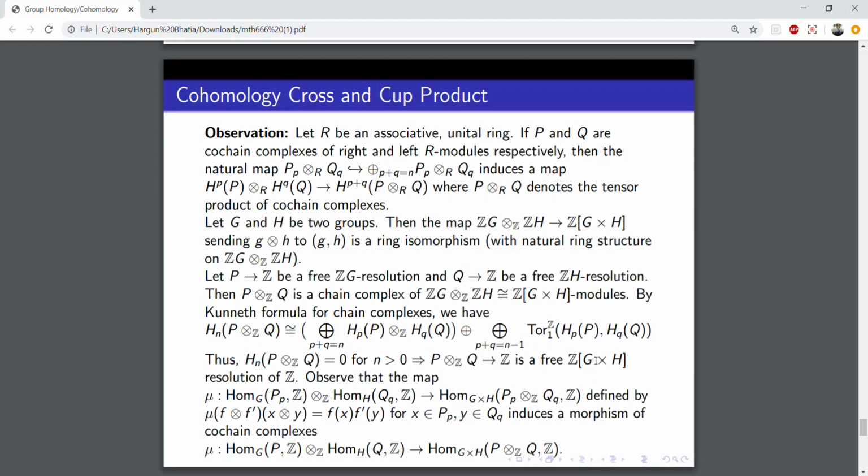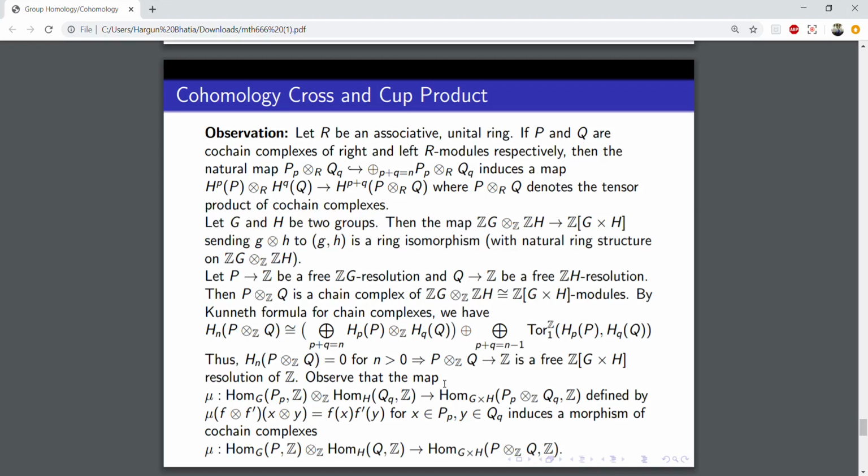This will vanish provided n is bigger than 1, and if n is 1, then p and q must be 0. So this is the 0th homology and the 0th homology, but the 0th homology of P is Z and the 0th homology of Q is also Z, so this is Tor of Z and Z, which is 0. So eventually this is 0, which means for any n bigger than 0, this homology is 0. So that tells you that this is actually an acyclic chain complex, or a resolution of Z as a free Z[G×H] module. So I can use this resolution to compute the homology and cohomology.